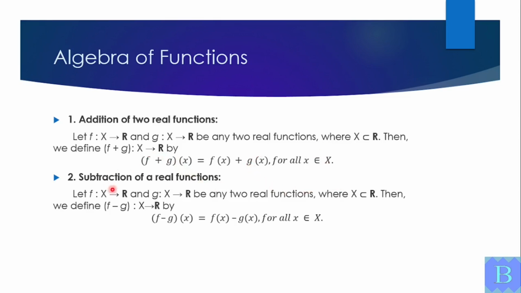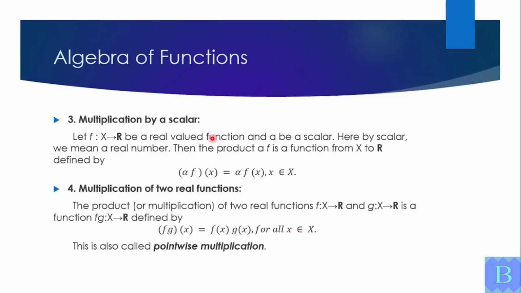2. Subtraction. (f - g)(x) = f(x) - g(x) for all x belongs to X. 3. Multiplication by a scalar. If a is a real number, then (a·f)(x) = a·f(x) for all x belongs to X.